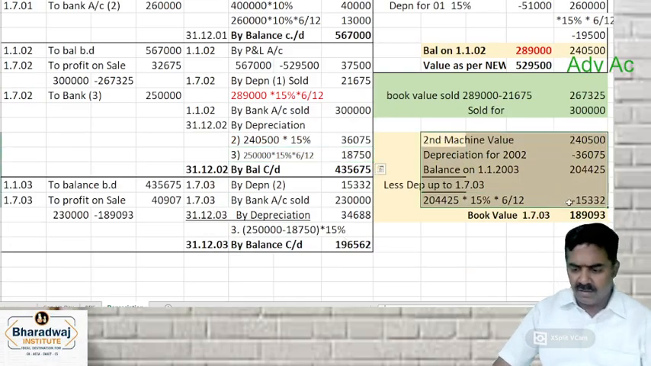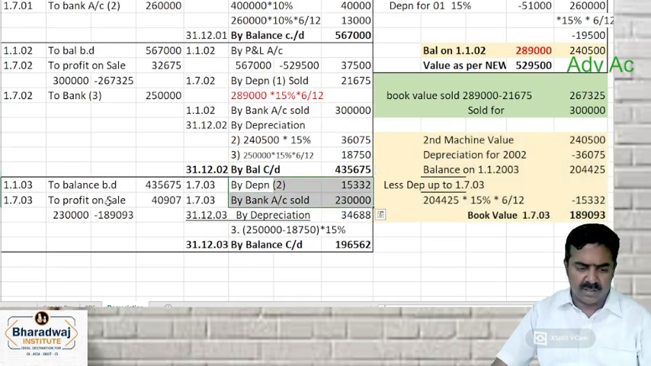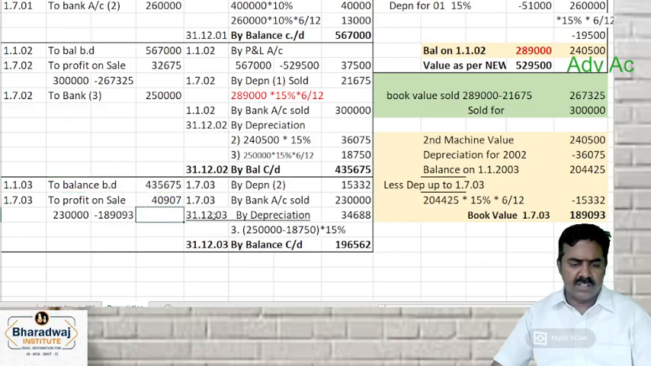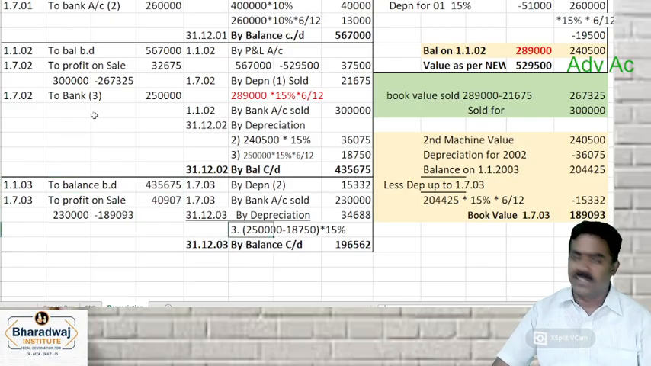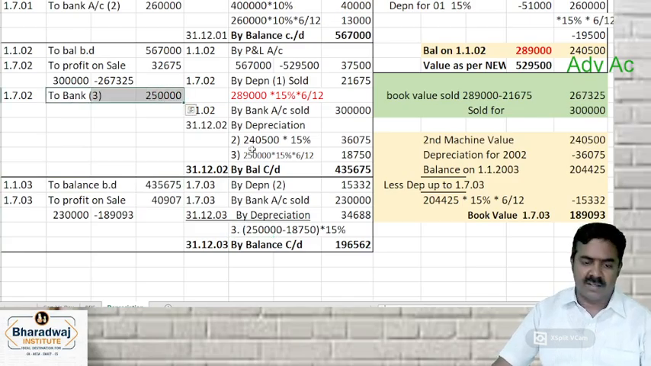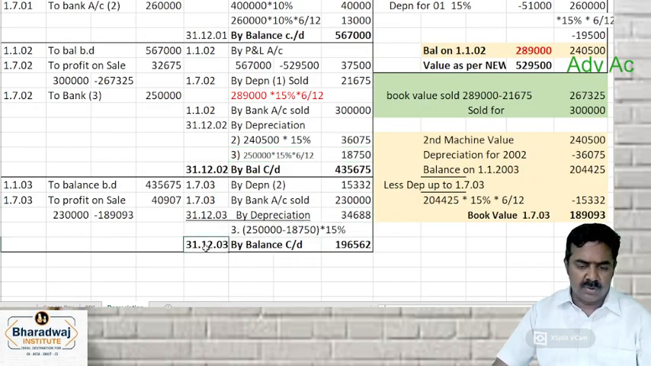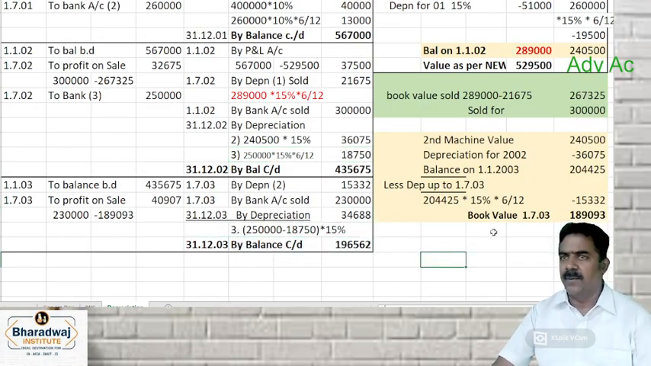Last year, we find out the sale, profit or loss, etc. Which asset is with us? The third asset is only with us. First and second asset is sold. Only the third machinery is there. 2,50,000 minus 18,750 into 15%. Go to close by balance carried on.